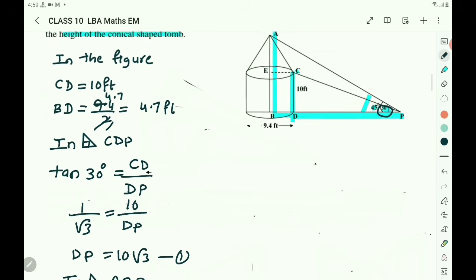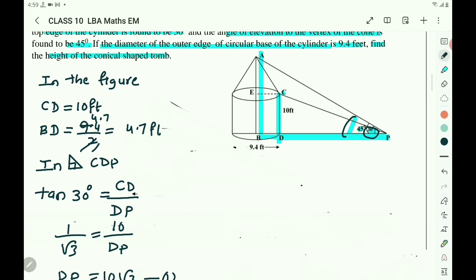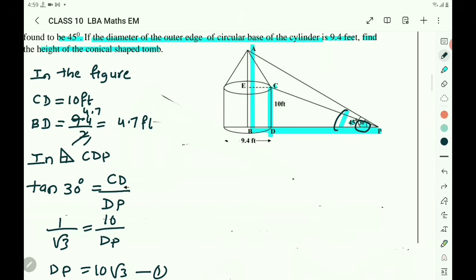ABP, which angle do you have to take? This angle, which is 45 degree. For that, AB is the opposite side and BD is the adjacent side. Write D, tan how much? Tan 45 degree.